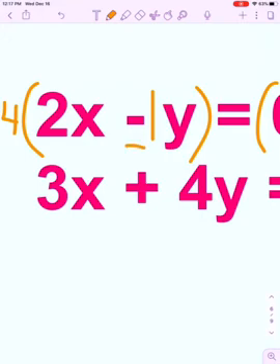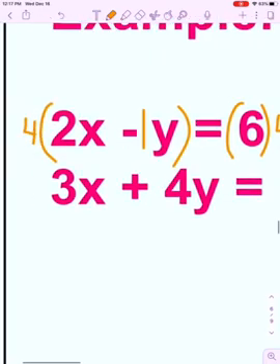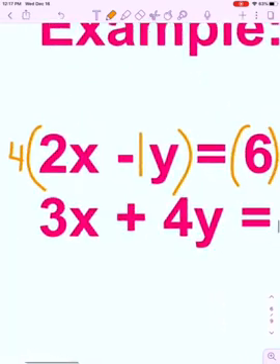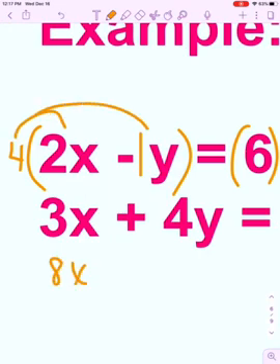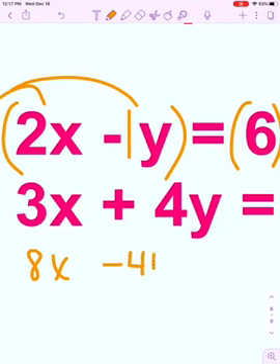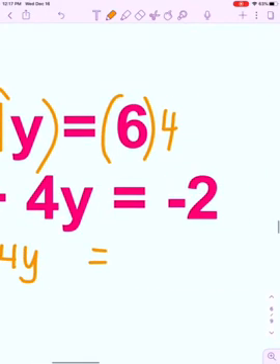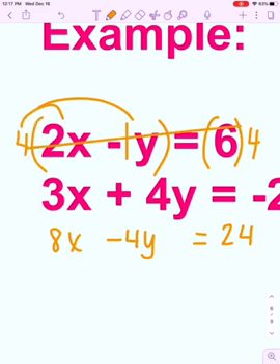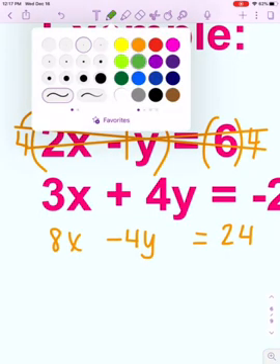I'm trying to make my y's match, and they right now have opposite signs because that's a negative and a positive, so I can just multiply. I want to keep them opposite, so I'm going to multiply just by a positive 4 because that keeps all my signs the way they are. So 4 times 2x is 8x. 4 times negative 1y is negative 4y equals 6 times 4, which is 24. I'm done with this one now.